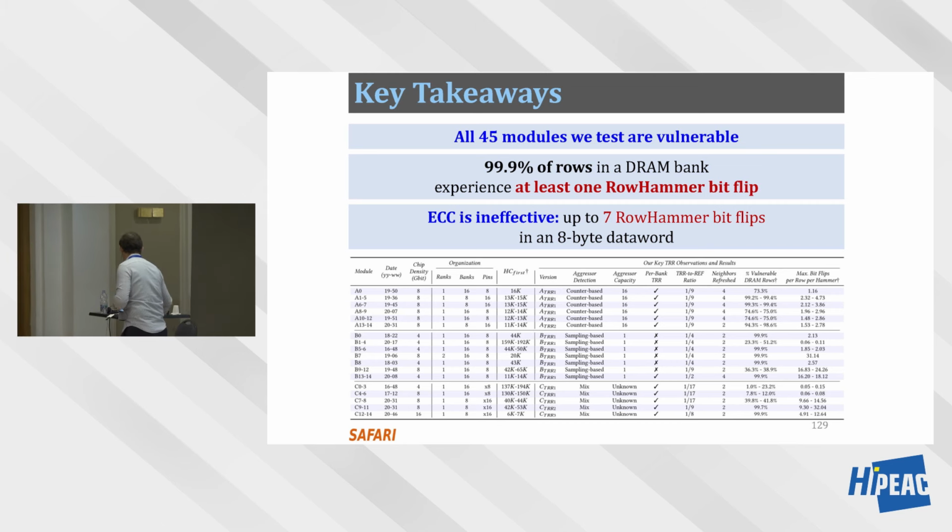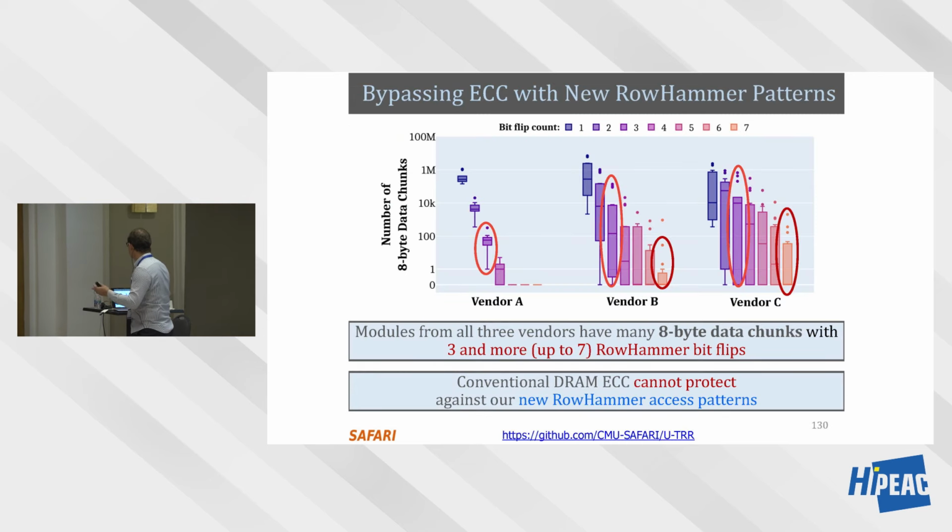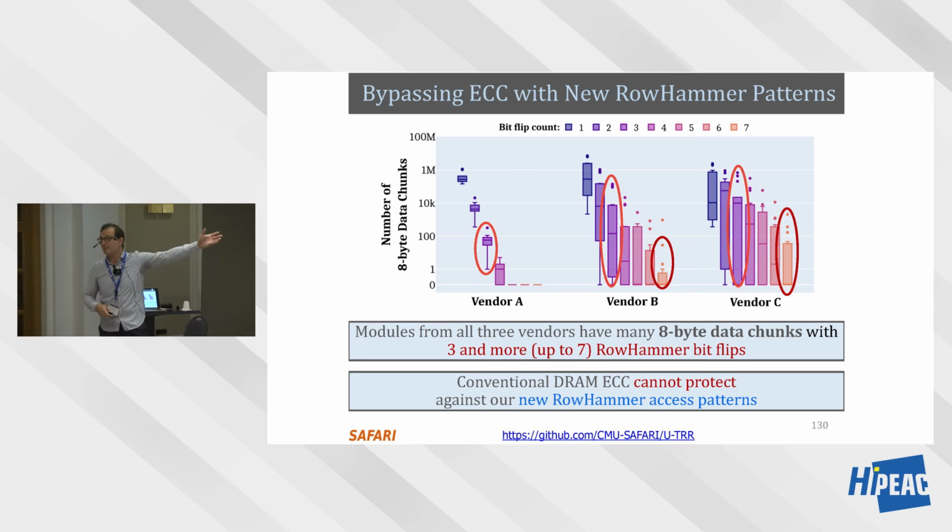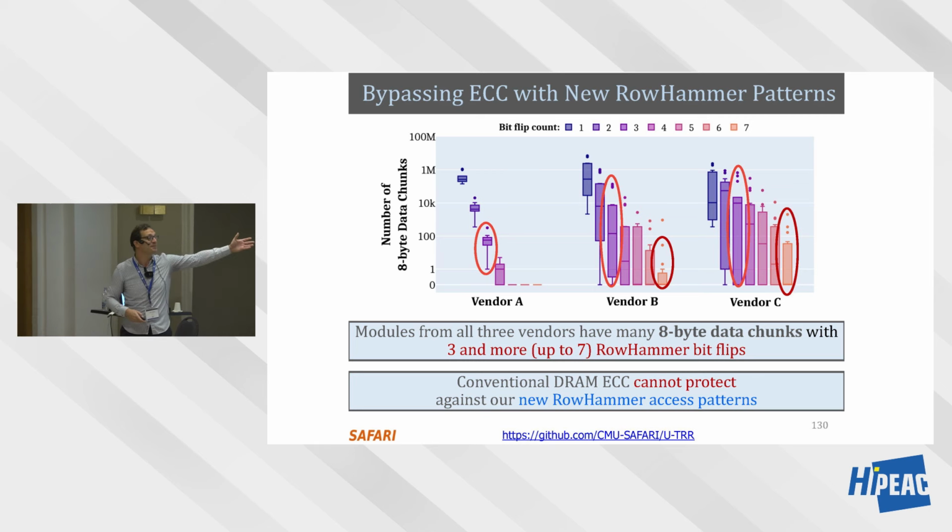Okay, so basically that's the idea over here. And we basically showed that almost 100% of the rows in a DRAM bank experience at least one Rowhammer bit flip if you craft the access patterns carefully. So you could use this understanding as an attacker to bypass essentially everything. And this is another example. You could craft better access patterns to induce Rowhammer bit flips, and you could actually get up to 7 Rowhammer bit flips in an 8-byte data chunk. Again, ECC is overwhelmed by this. You cannot really correct this many errors with existing ECC mechanisms.